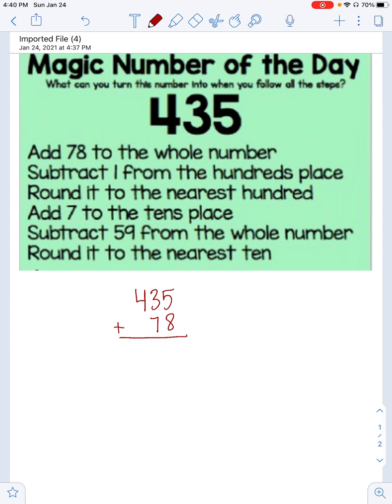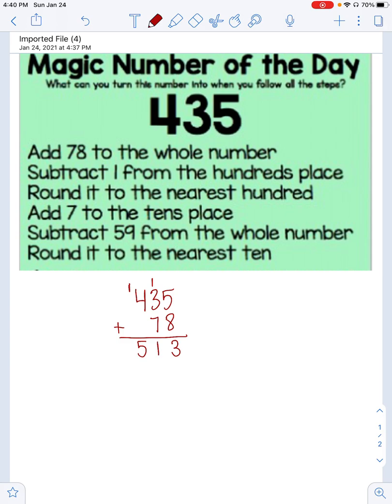8 plus 5 is, yes, 13. Good, so you put the 3 down. Carry that 1 up. 7 plus 3 makes 10. Don't forget to add that 1 back in there. 10 plus 1 is 11. 1 goes down, 1 goes up. 4 plus 1 is 5. Okay, so now I have 513.